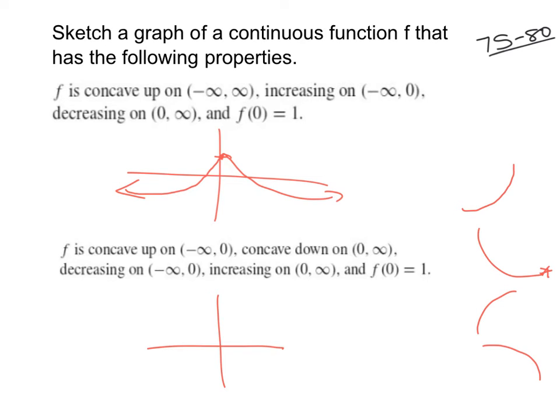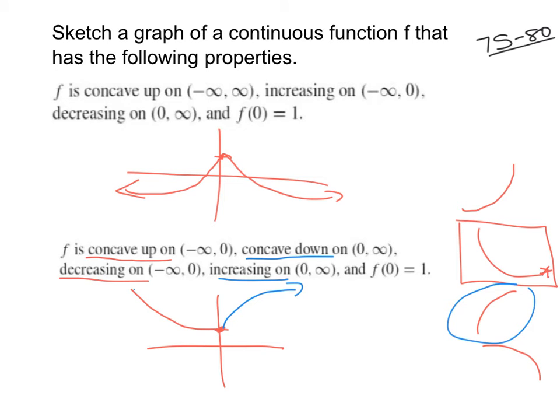Concave up, from negative infinity, so that's cupped up and then cupped down. 0, 1. So concave up and decreasing. Concave up and decreasing is this guy. So that's this. And then the second half, concave down and increasing. That's this guy.